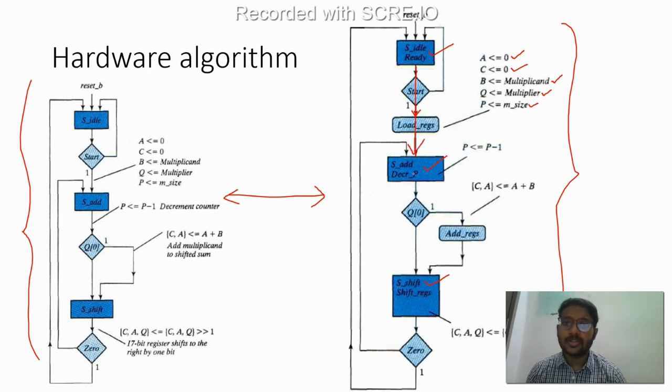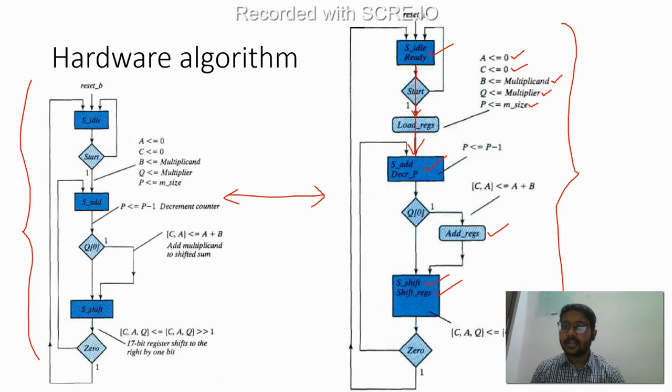Correct? Once you are in the S idle state, upon every clock pulse, till the counter value is 0, you need to add shift, add shift, add shift, that's it. So what you are doing here, you are writing here add register followed by shift register.